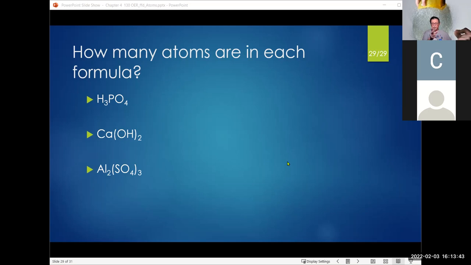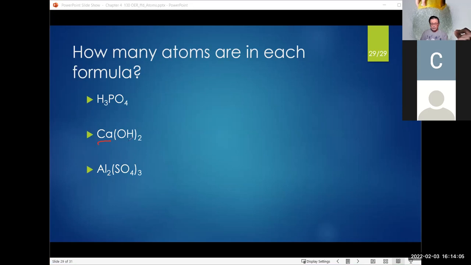FYI, you can keep this. This will come back, but this is phosphoric acid. If you drink a lot of soda pop, you're drinking a lot of the H3PO4. It contains three hydrogens, one phosphorus, and four oxygens.